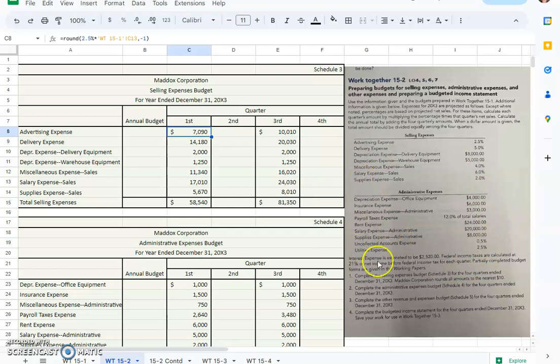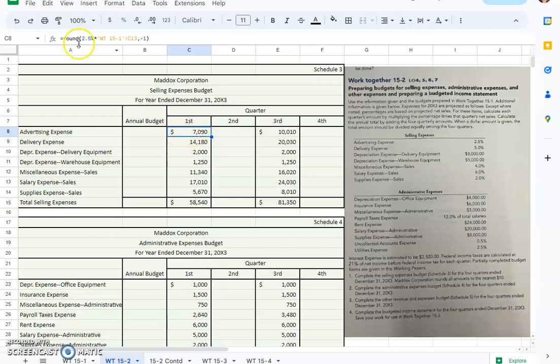So here's all of our information, right? We are calculating each quarter's amount by multiplying the percentage here times that quarter's net sales, which we have back on 15-1. Okay? When a dollar amount is given, the total amount should be divided equally among the 4 quarters. Okay, so this first one I calculated as a round function because we want to get it to be that nice even to the nearest tens number.